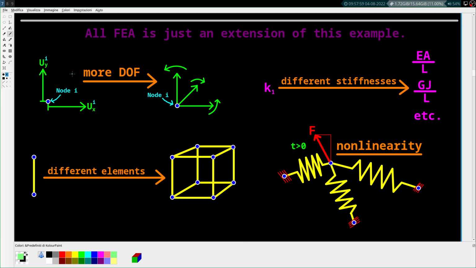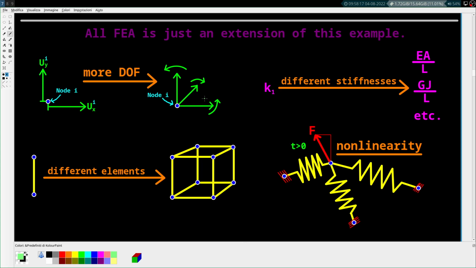In that example, we only had 2 degrees of freedom per every node, x and y. Obviously, as I mentioned before, frame elements have 6 DOFs per node, right? But you can also have voltage and temperature and that kind of stuff too. So you can have many degrees of freedom here.